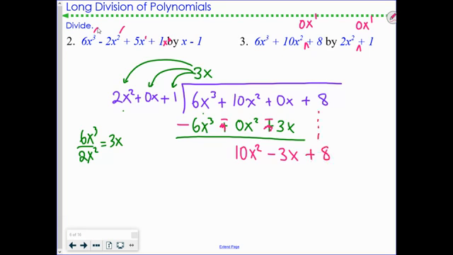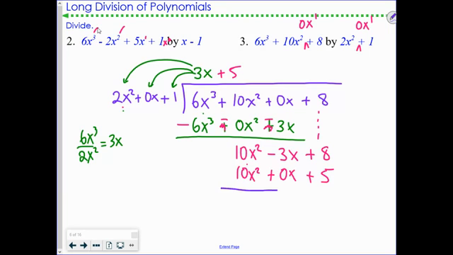And do it again. 10x squared divided by 2x squared gives me 5. Add on 5. Multiply that back. I get 10x squared. 5 times nothing, no x's, is no x's. And then 5 times 1 is 5. Remember that you've got to subtract this line.